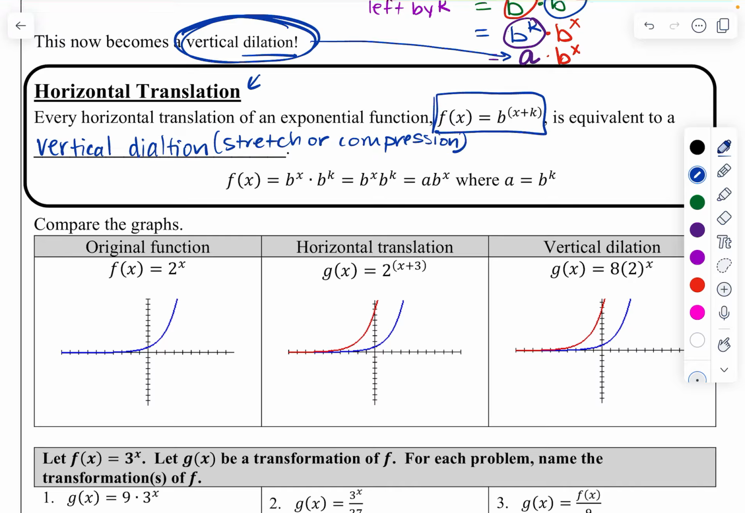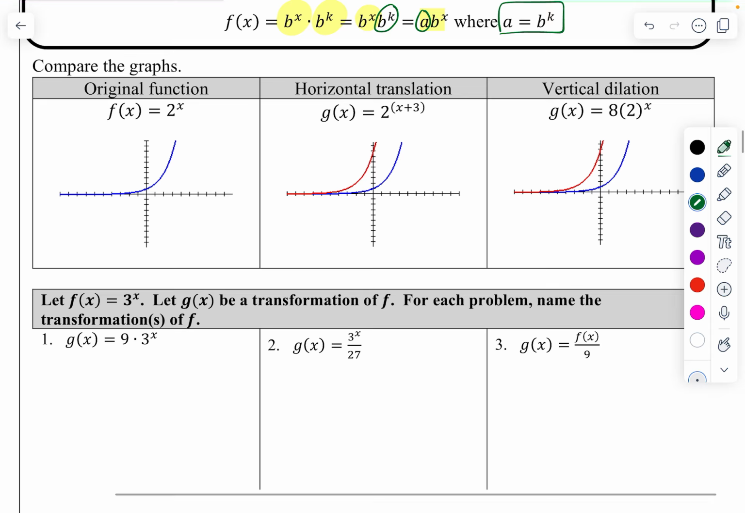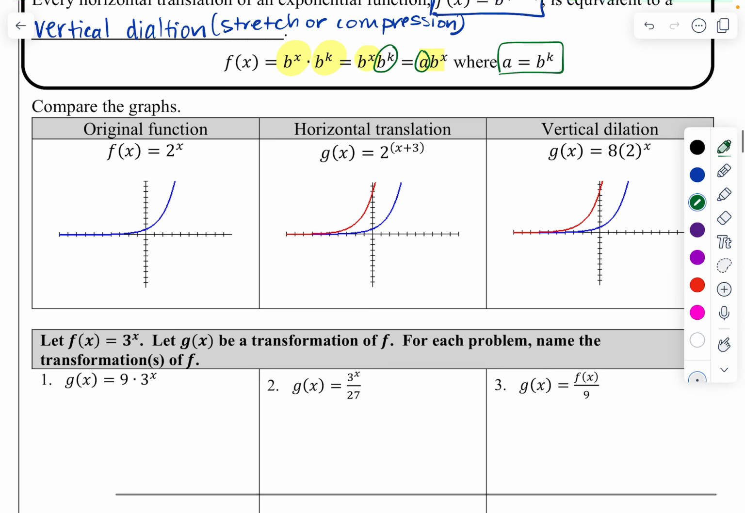and that's because mathematically we know that b to the x times b to the k can be broken down like this, where we have b to the x here, and this b to the k is really a constant in front, where it's like we're saying that's now a vertical stretch or compression instead. So let's see what this can look like in an actual function here.